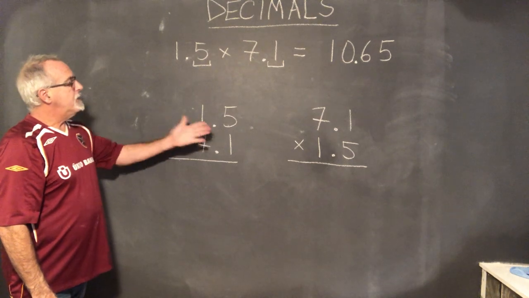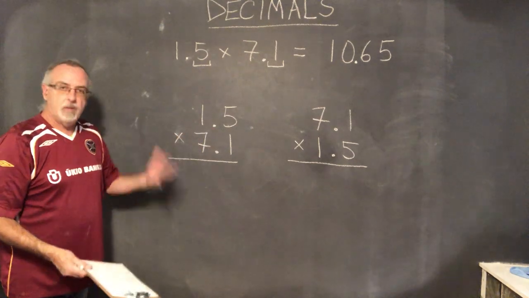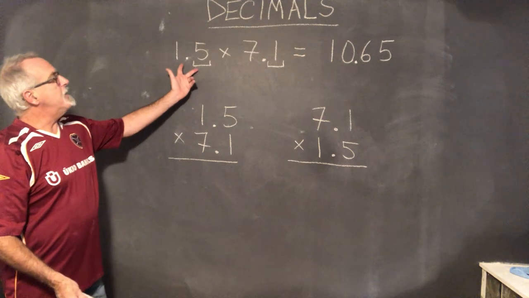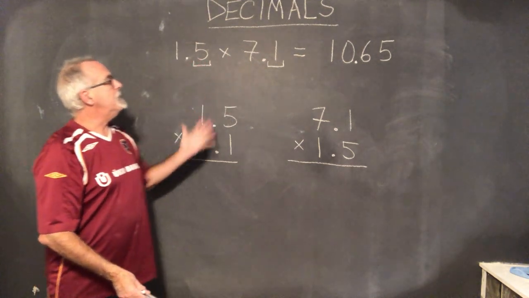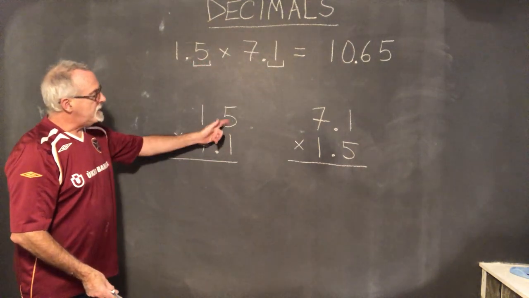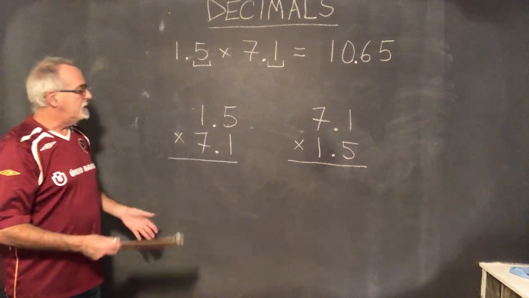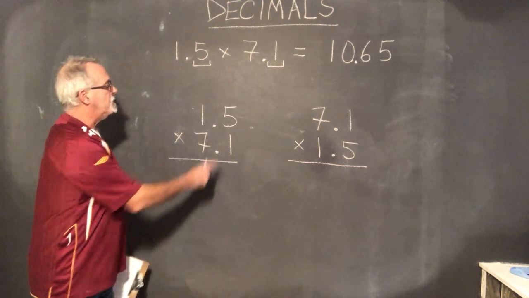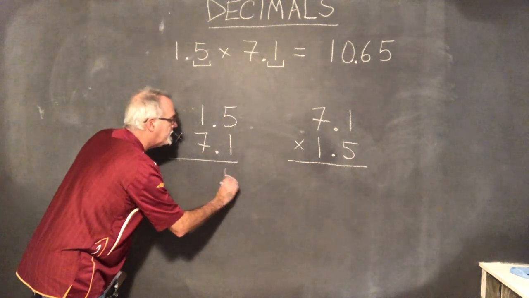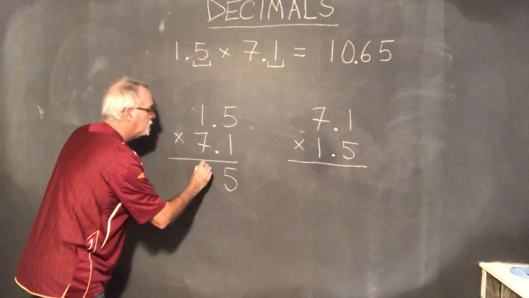So the decimals lined up by coincidence. Both of these numbers have one digit to the right of the decimal. So when we line up the numbers, the decimals also happen to line up. I'm not putting a decimal down here. 1 times 5 is equal to 5. 1 times 1 is equal to 1.